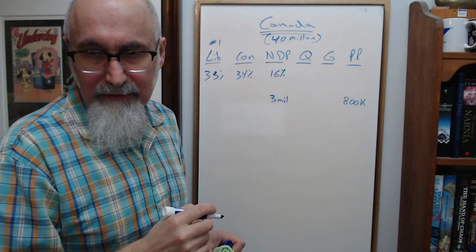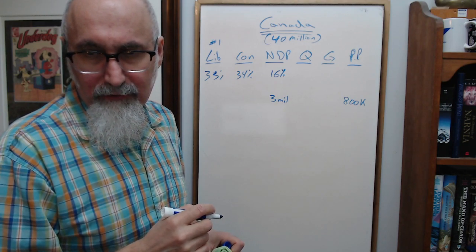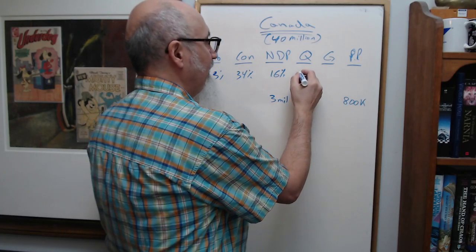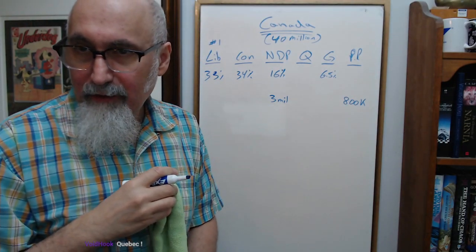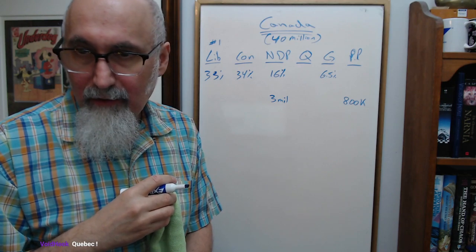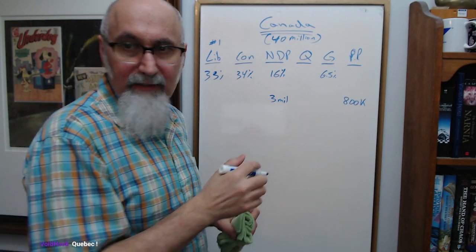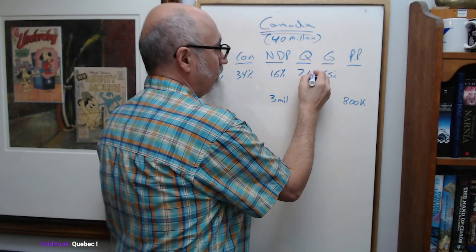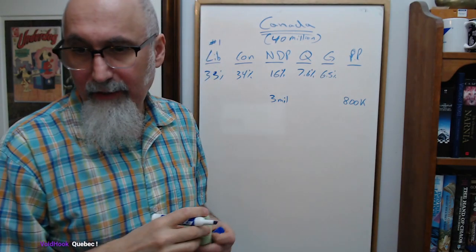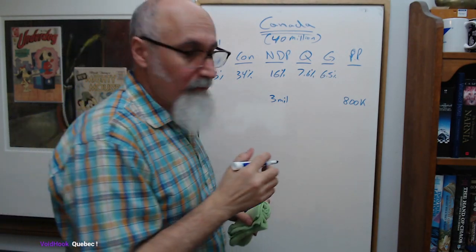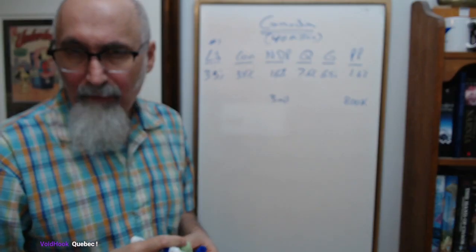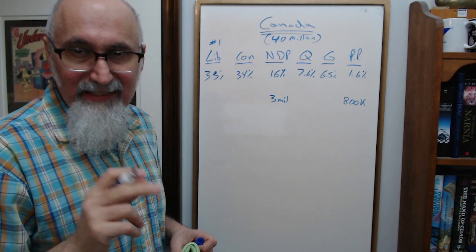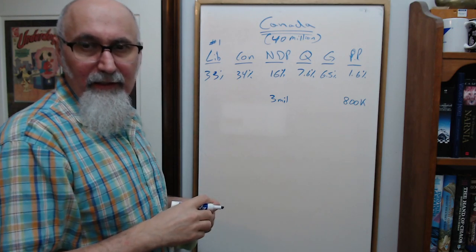That should be the Greens. Greens got 6.5% of the vote. The Bloc Québécois got 7.6% of the vote. Okay. And the People's Party got 1.6% of the vote. Okay. The number of seats is like this.